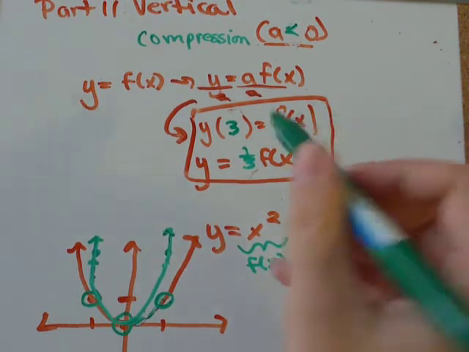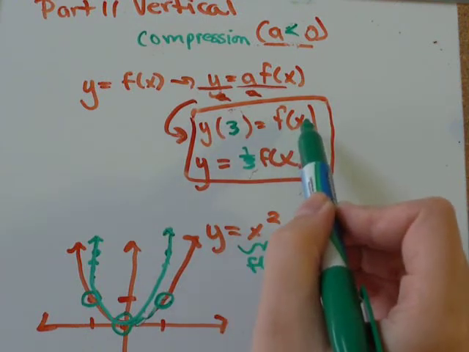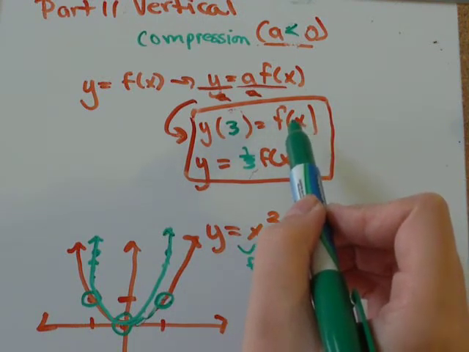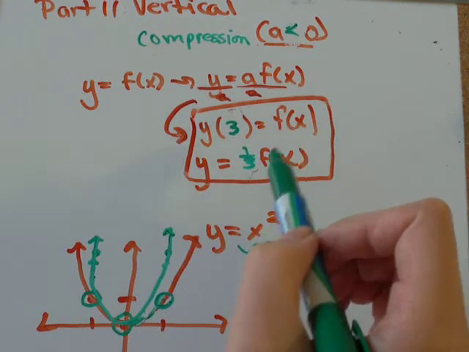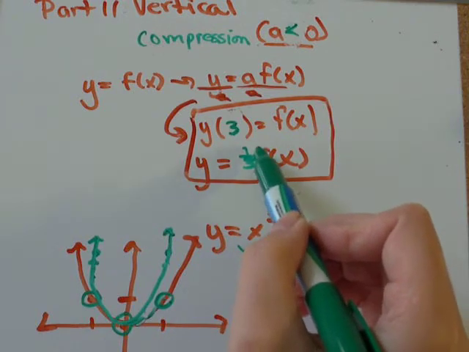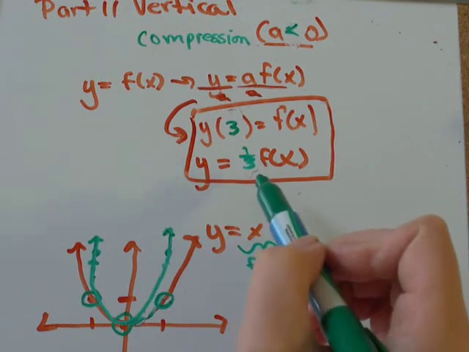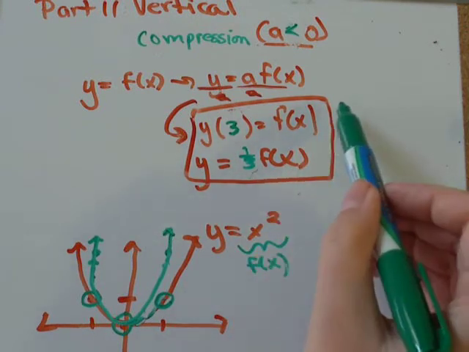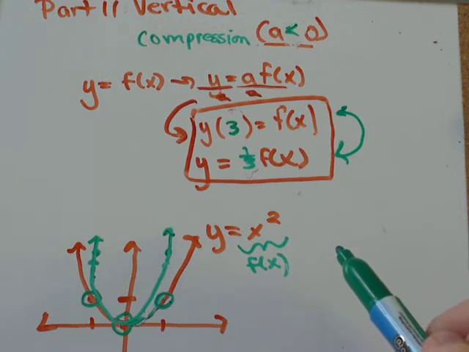So if you see a whole number written beside the y equals f of x, it's not a vertical stretch, it's a vertical compression or a squish. If you see y equals a third f of x, and the third is written on the other side of the equal sign from the y, it's also a vertical compression. These two formulas are telling you exactly the same thing.